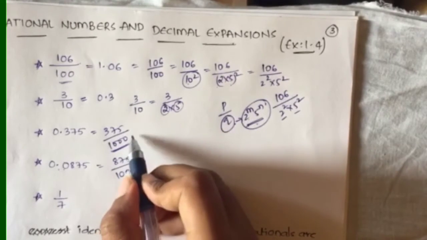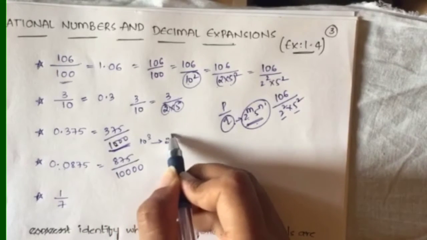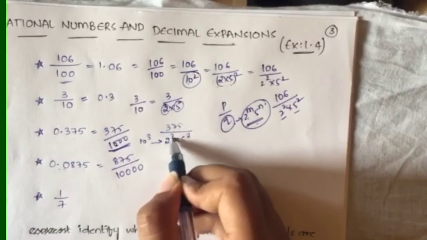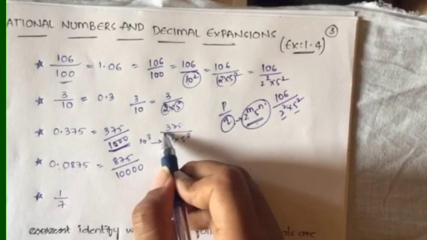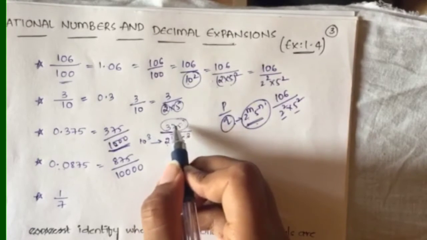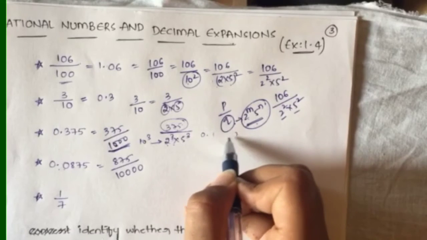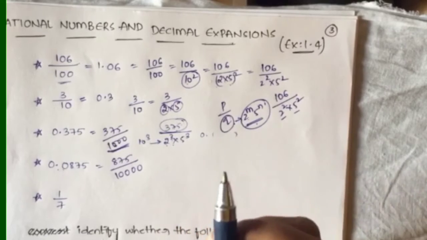Clear? Now this 1000 can be expressed as 10 power 3, and this 10 power 3 can be expressed as 2 power 3 into 5 power 3, right? So 375 by 2 power 3 into 5 power 3. That is the reason why you can express it as a terminating decimal. Terminating decimal means after your decimal point you will have a limited number of positions. Terminating means it will come to an end.